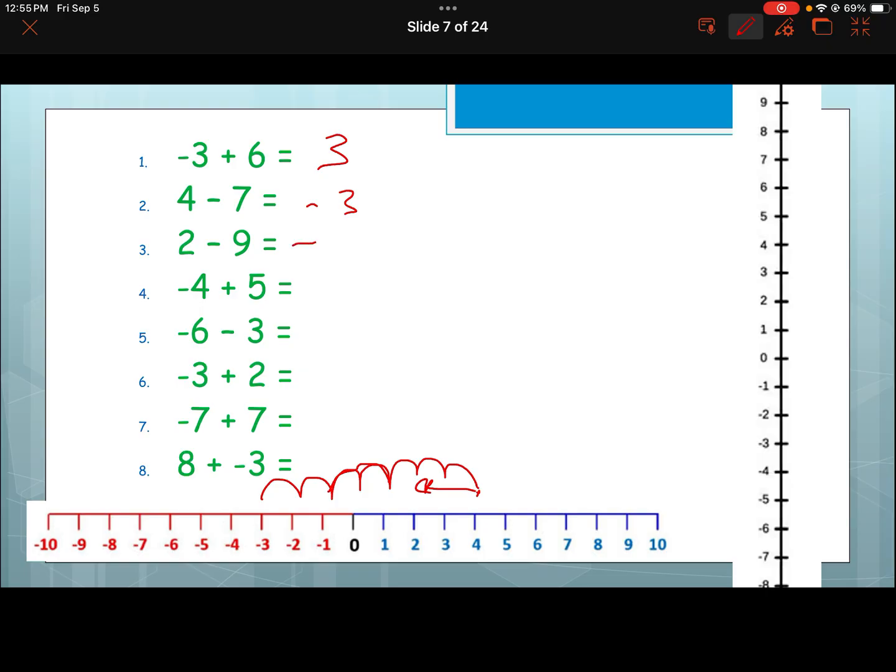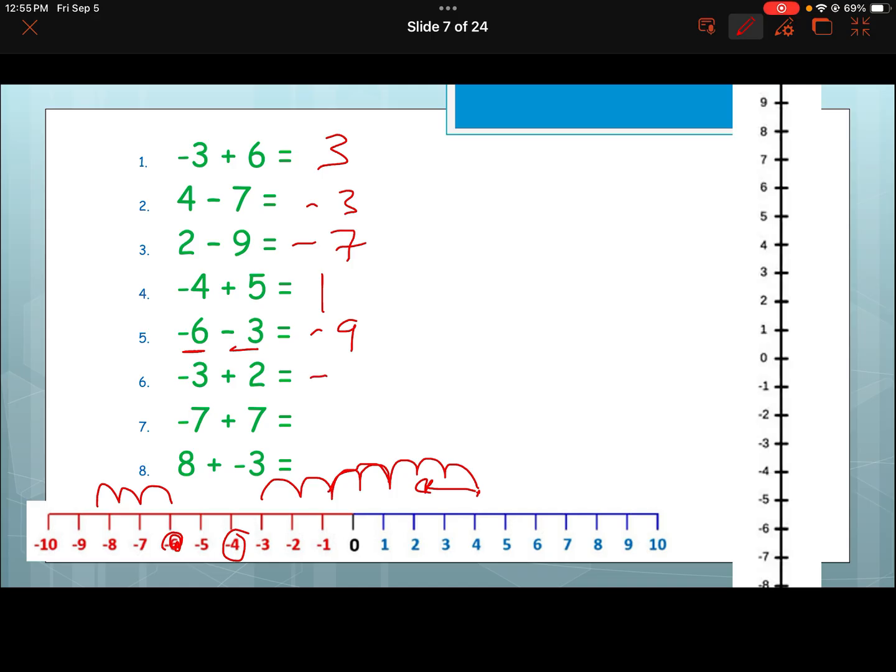2 take away 9 is negative 7. Negative 4 plus 5, you're going to start at negative 4, and you're going to go right 5, so that's going to get you 1. Negative 6, take away 3, means I'm starting at negative 6, and I'm taking away 3, so I'm going left 3, which gets you negative 9.